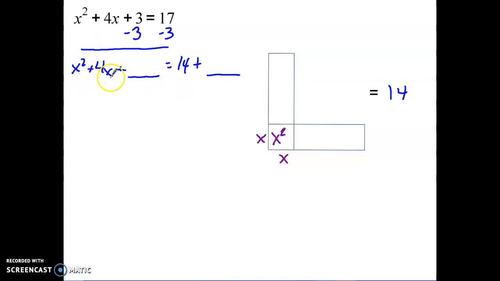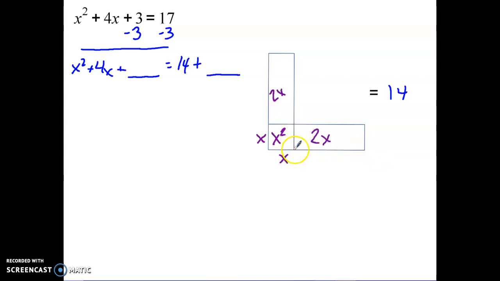And then we're going to take this positive 4x right here, and instead of cutting it into 4 pieces like he did, we're just going to cut it into 2 pieces. So I've got 2x and 2x. Okay, now look at this rectangle. Do you remember the area formula for a rectangle? When we multiply to find the area of a rectangle, it's base times height, just like it is for a square, except that the base and the height are not necessarily the same.